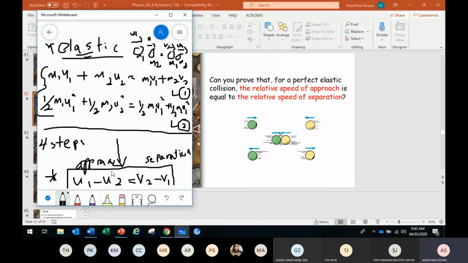How is the principle of conservation of momentum formed? Based on Newton's second law and third law, the derivation you have to know. And finally, something new: a new formula without mass can be formed only for elastic collision. So this is what you learned today.